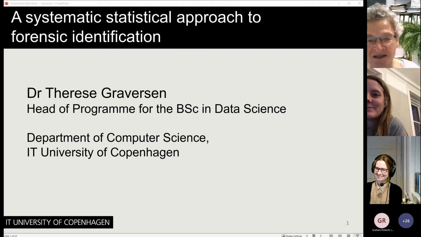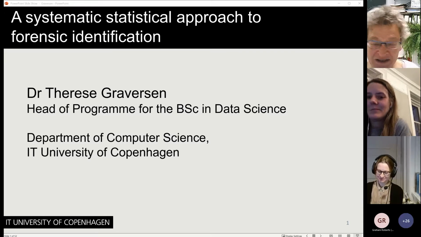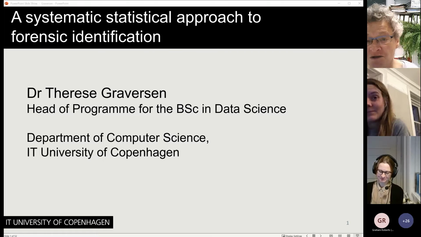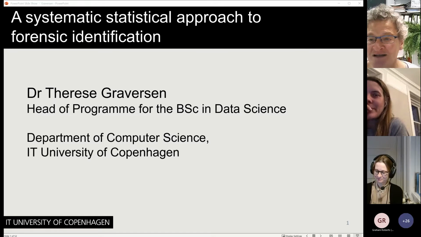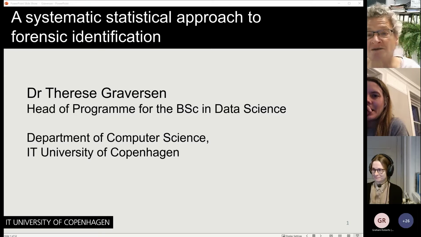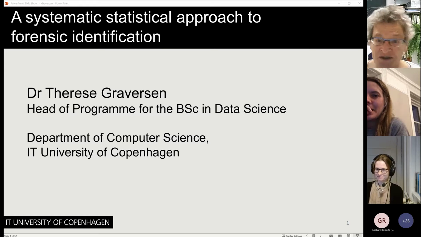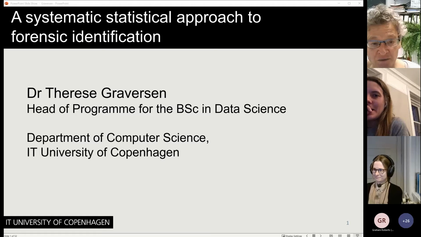Very good to welcome Therese Graversen. She has spent time in the UK. She got her PhD at Oxford in 2014. She worked on statistical and computational methodology for the analysis of forensic DNA mixtures with artifacts. She first studied at the University of Copenhagen, and after her PhD went back to Copenhagen, but moved a couple of years ago to the IT University of Copenhagen in a department of computer science.